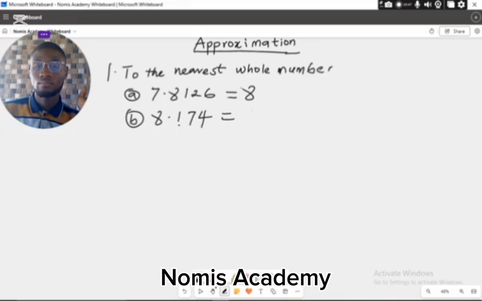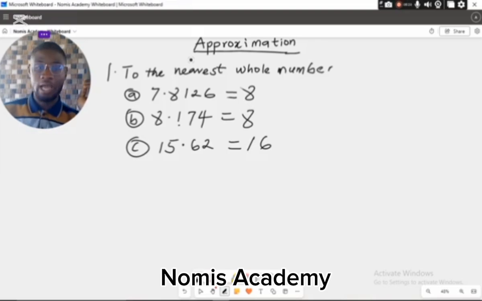So let's take another example. The third example here, we have 15.62, approximate to the nearest whole number. When I look at it, I consider the digit after the decimal point. This is 6, it's up to 5, so I approximate it to be 1 and I write 16. So this I just did approximation to the nearest whole numbers. Are you getting it now?